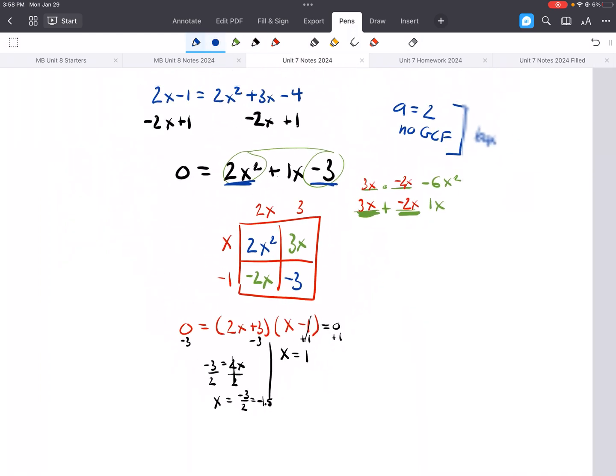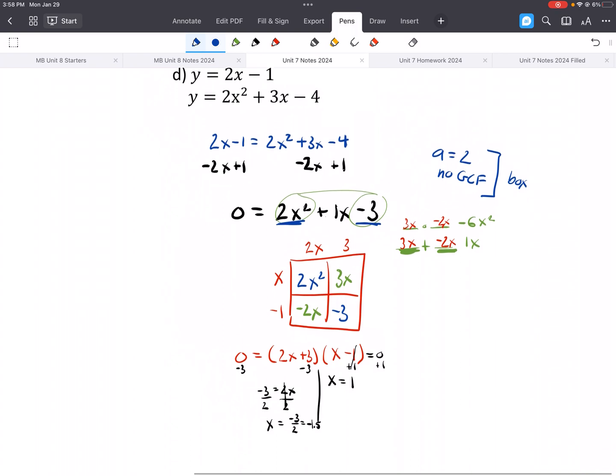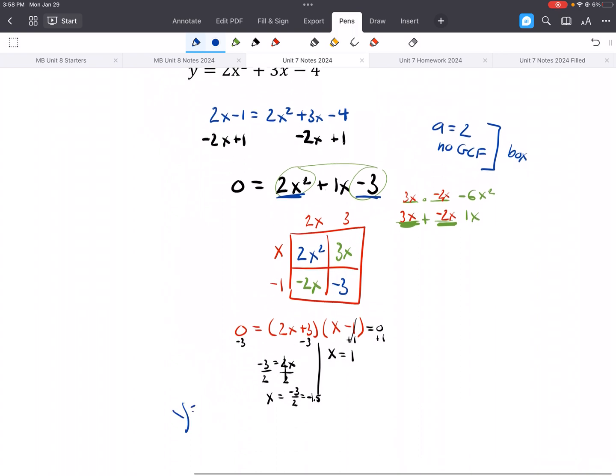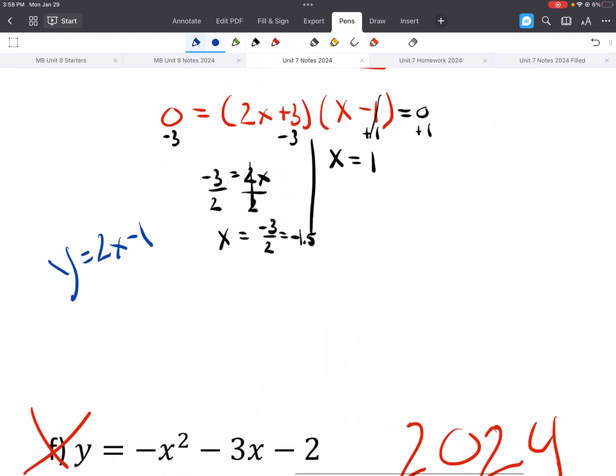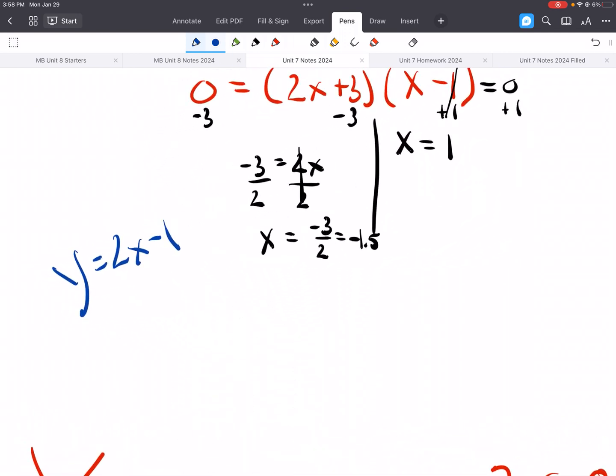So we're going to plug it into the easier equation. So that probably is going to be y equals 2x minus 1, right? Okay, so let's just plug those in. So we'll have y equals 2 times, and again, if you prefer negative 1.5, or if you prefer the fraction, great. You can use your calculator for both of those, and we should end up getting negative 4. So we've got negative 1.5 comma negative 4.